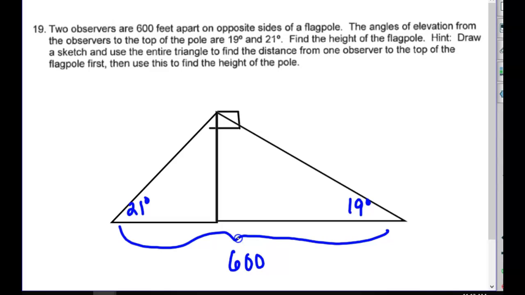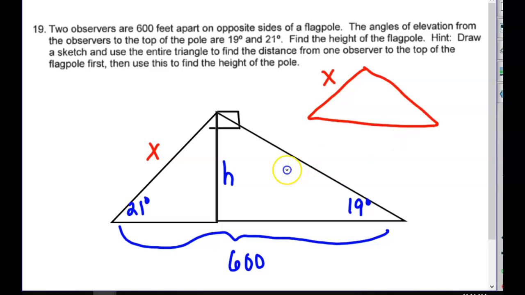Angles of elevation, find the height of the flagpole. You're going to have to treat it as one big triangle first, okay? And then find one of these. Which one do you want to find first? That guy? So find X using the big triangle. And then you'll be able to use the right triangle to find H, okay?